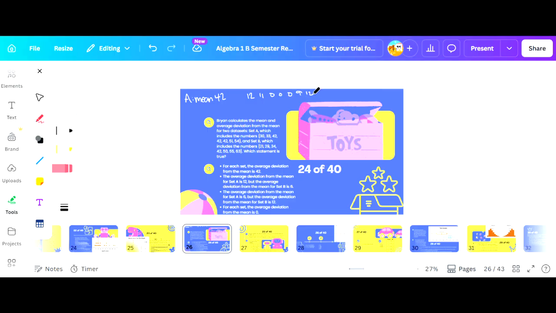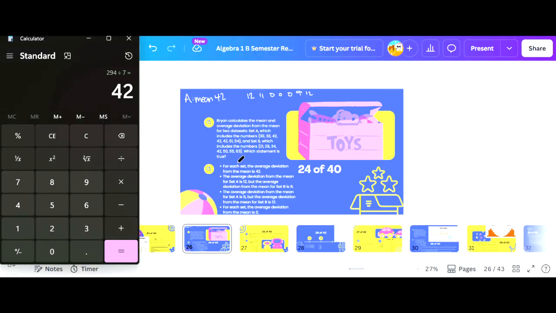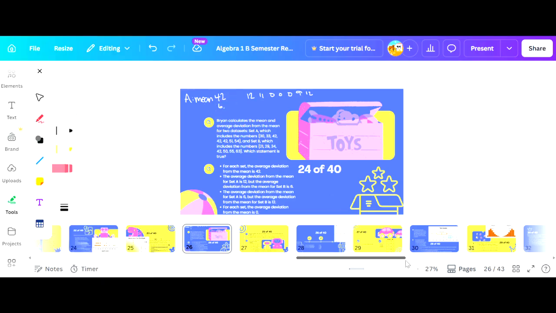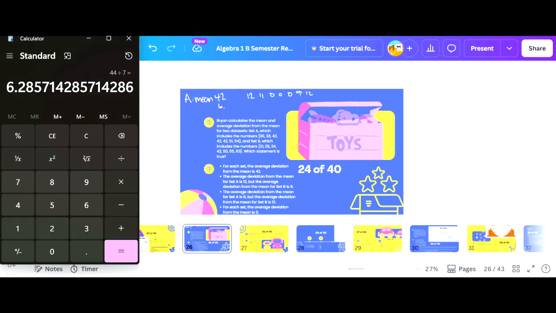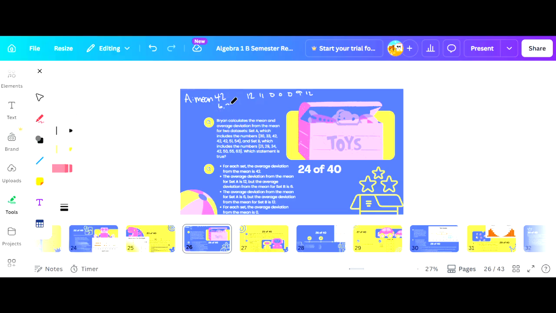Okay. Now we need to add all these together and divide by however many we have. So 12 plus 11, I'm going to skip the zeros, plus 9 plus 12 gives us that. Divided by 1, 2, 3, 4, 5, 6, 7. So our average deviation, not standard, right? Average deviation is 6 point, come back calculator, 286.